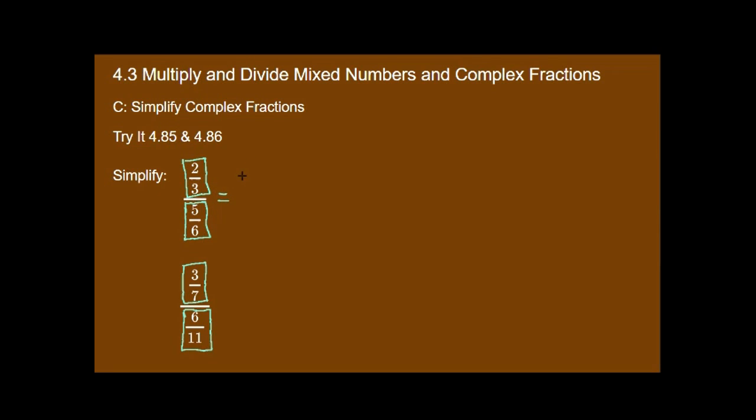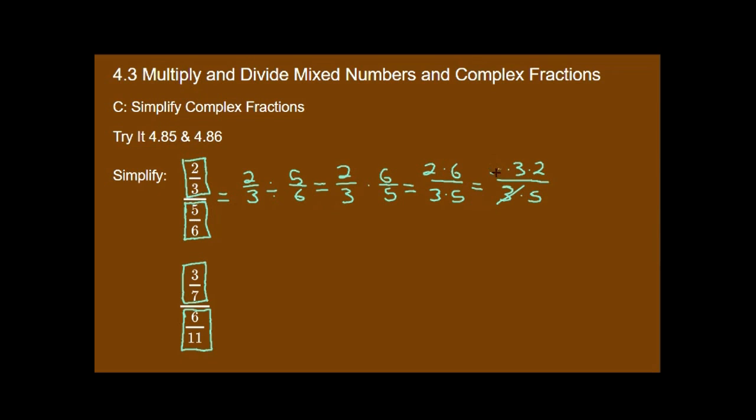I'm going to rewrite this first one as a division problem. 2/3 divided by 5/6. And then I'm going to rewrite the division problem as a multiplication problem. So it's 2/3 times 6/5. Okay, and then I'm going to do 2 times 6 divided by 3 times 5. And I see that I have a 3 on the bottom and I have a 6 on the top. And I know that 6 is divisible by 3. So I'm going to factor out my 6. 3 times 2, 3 times 5.